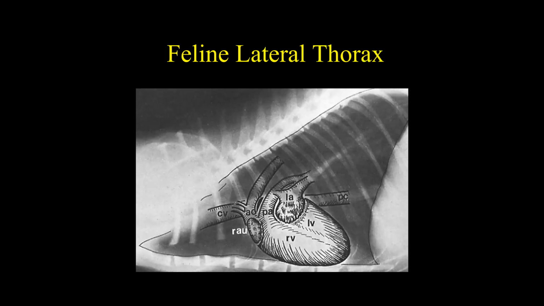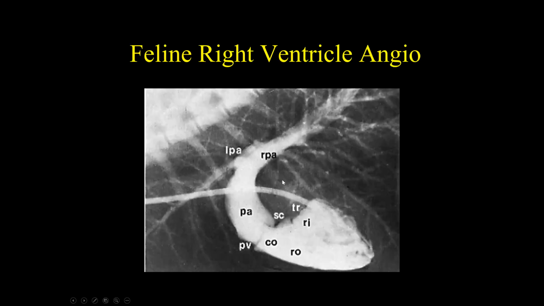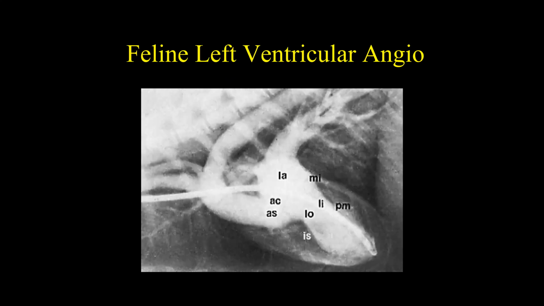Cat lateral views look the same. The anatomy is essentially the same as on a dog one. So here's the left atrium, left ventricle, right side of the heart, aortic arch coming around on the lateral view. Cat VD view, again, it's essentially the same. Here's contrast enhancement of the cat. It's the same as what was in the dog. And here's the same thing in a cat. Again, essentially the same thing as a dog.